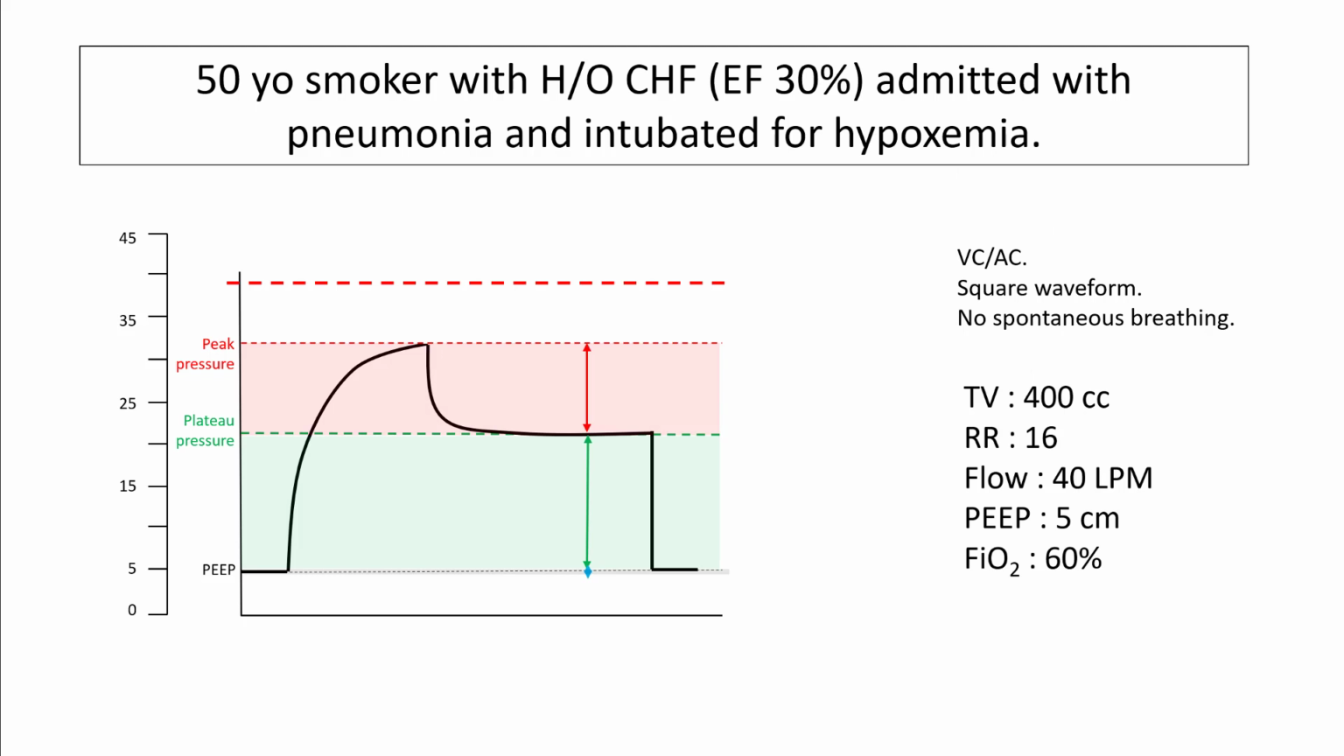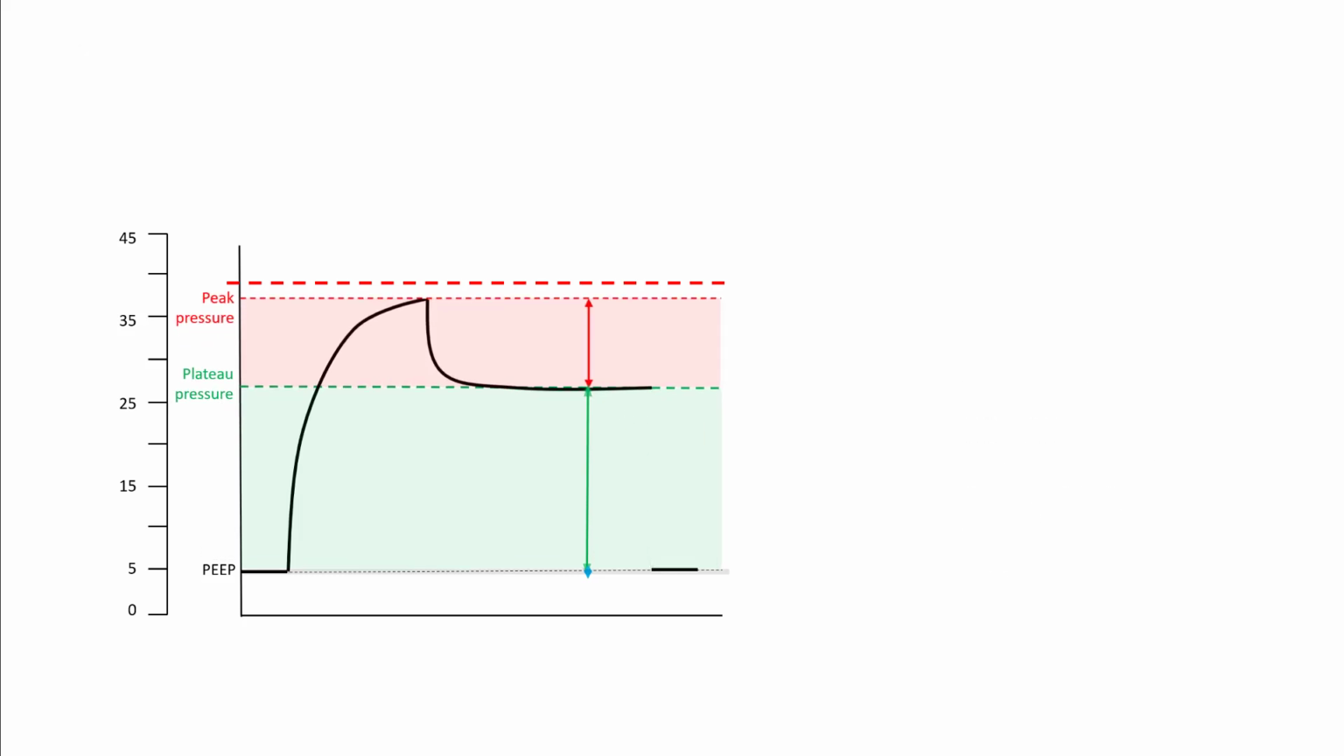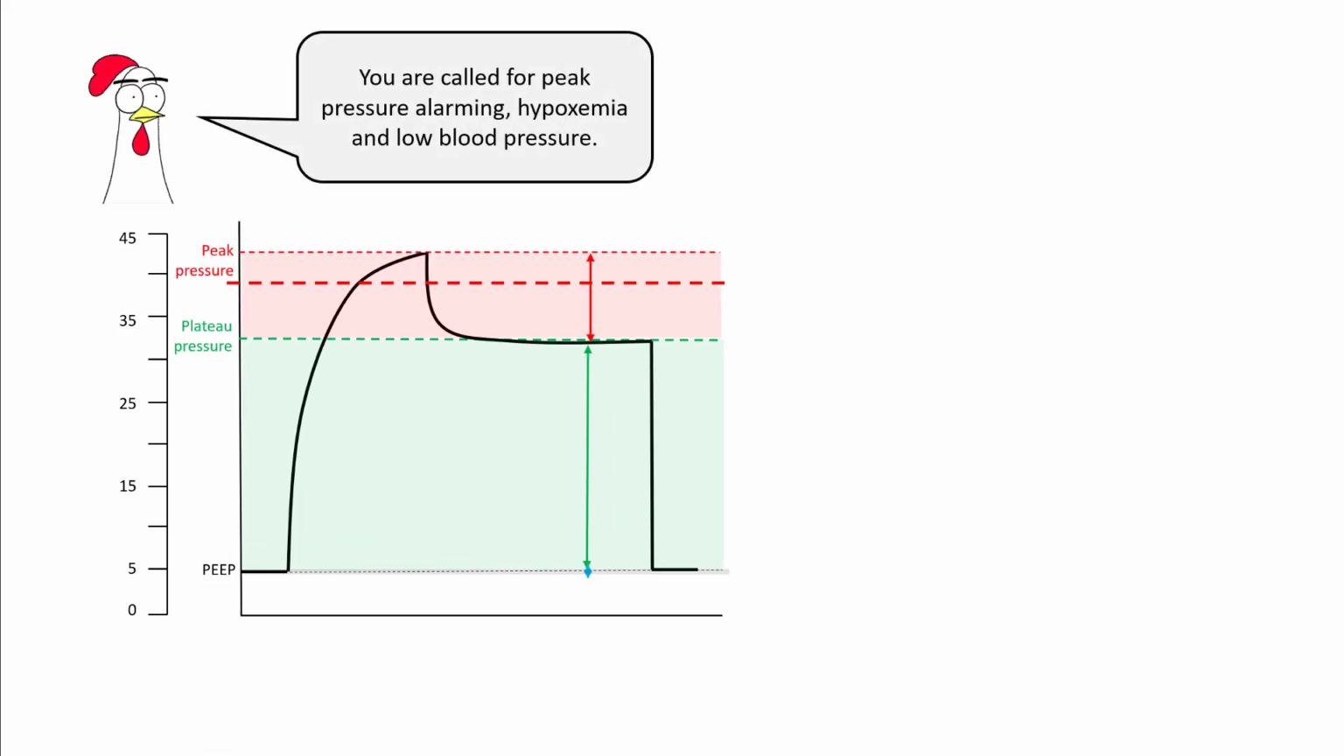Here we have a 50-year-old smoker with heart failure, admitted with pneumonia and intubated for hypoxemia. And these are his vent settings. Peak and plateau are similar to the previous patient. You're called for peak pressure alarm, hypoxemia and low blood pressure. You perform an inspiratory pause and you notice that the plateau has increased while the peak minus plateau appears to be the same. So this is suggestive of decreased compliance because you see increased plateau minus PEEP.